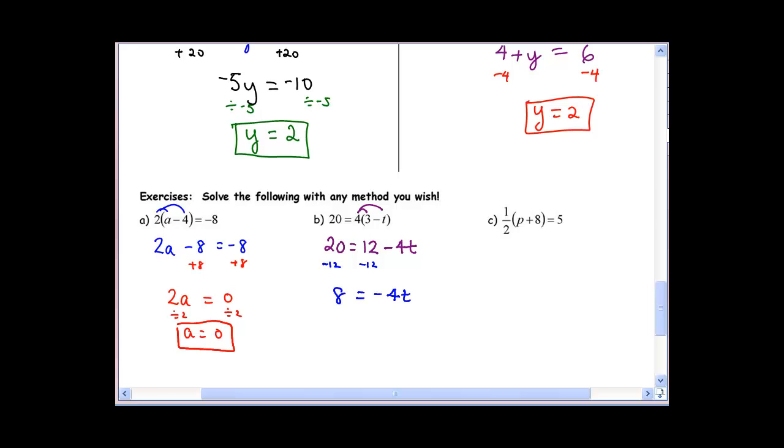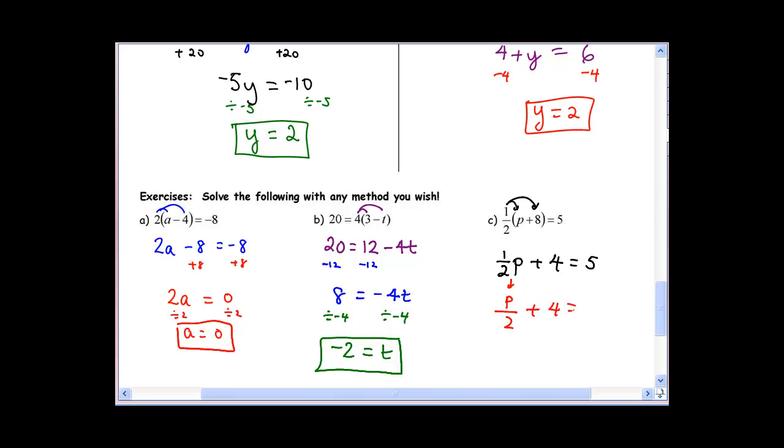Isolate t, so we're going to divide both sides by negative 4. 8 divided by negative 4 is just negative 2. Ooh, fractions. Ouchie. No worries. Same thing. 1/2 times p. Half times 8 is 4. By the way, sometimes we write a half p as just p divided by 2, because 1 times p is p, so p divided by 2 plus 4 equals 5.